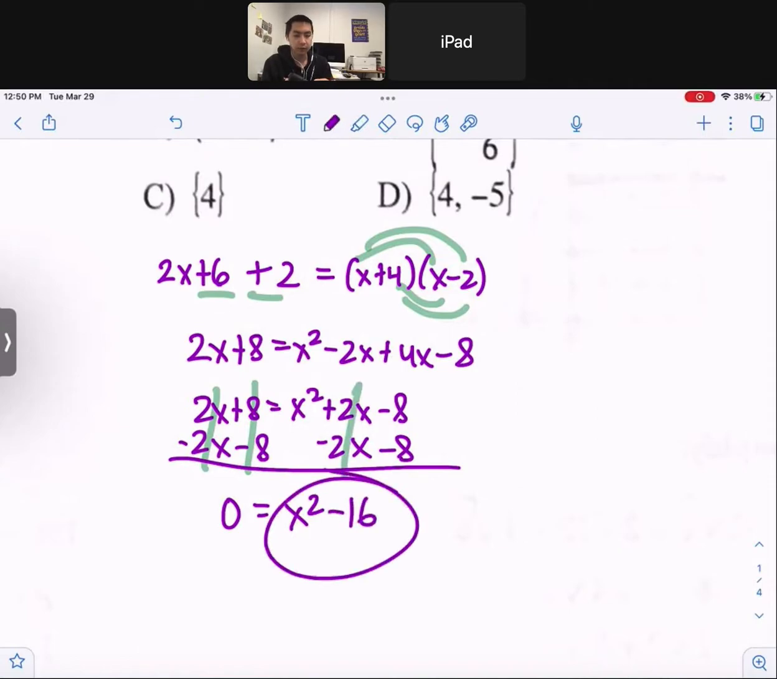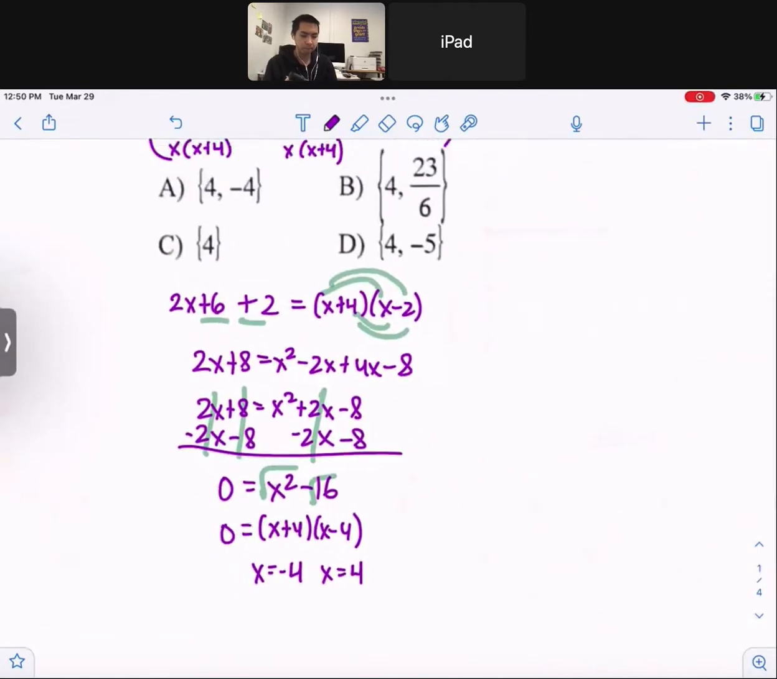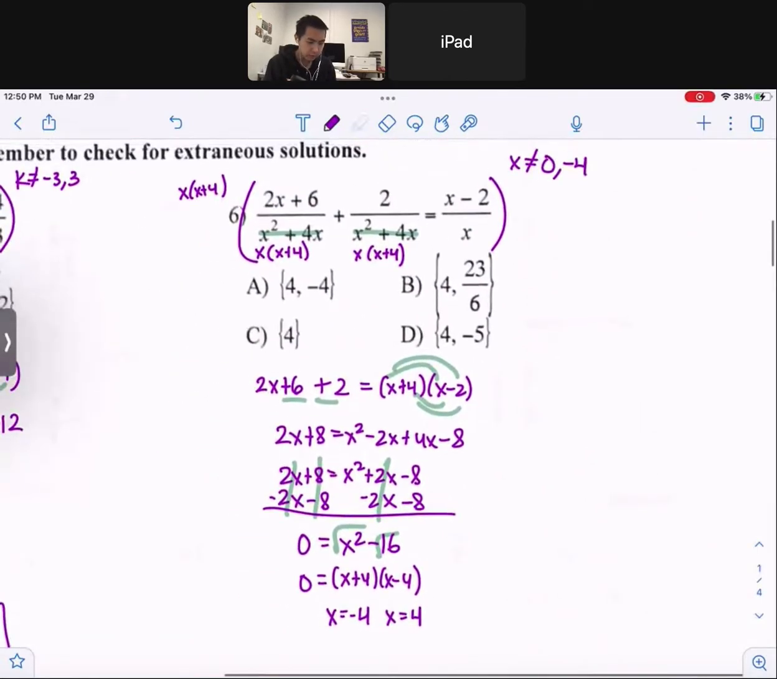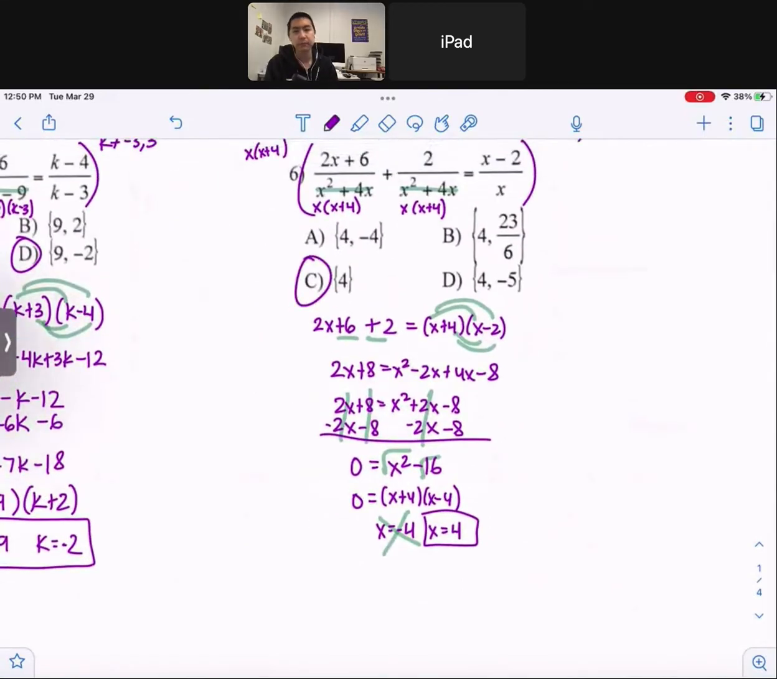So how do we factor this? Well, we have the difference of squares factoring, right? x plus 4 times x minus 4. So x equals negative 4 and x equals 4. But if we look at what we wrote in the beginning, x cannot be negative 4. So this is not an answer. So our only answer should be x equals 4. x equals negative 4 is what we call an extraneous solution, right? Extraneous solution.